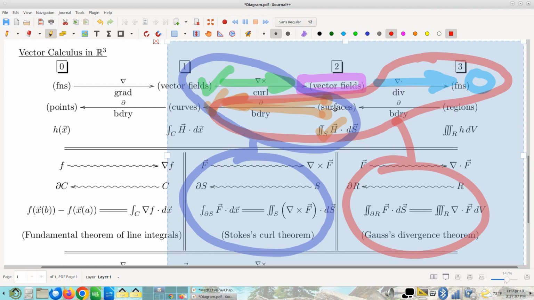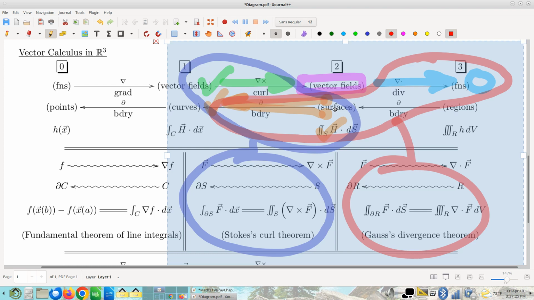Vector fields for which the divergence is 0. Vector fields such that any 2 surfaces with the same boundary curve give you the same flux, aka surface independence. All the same vector fields.